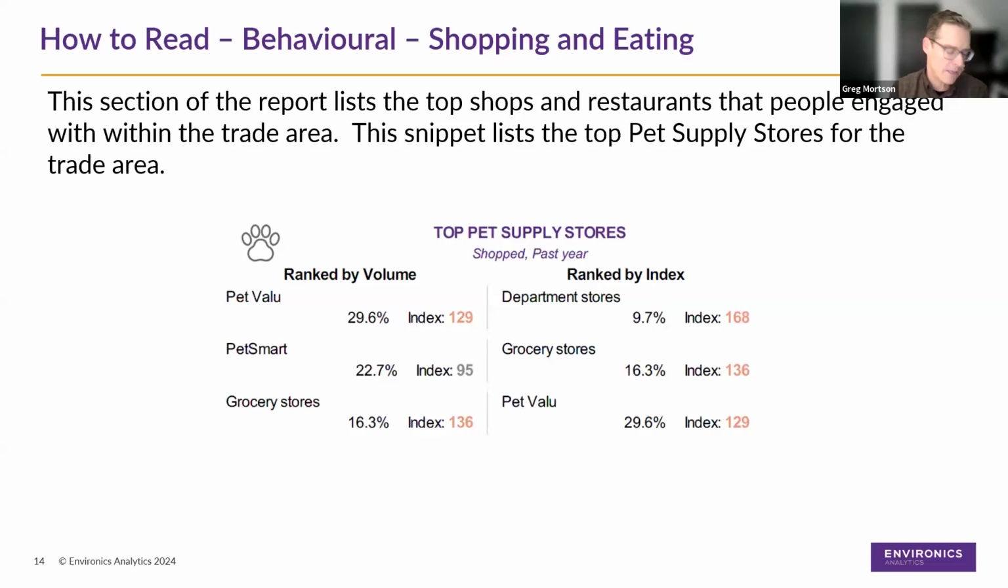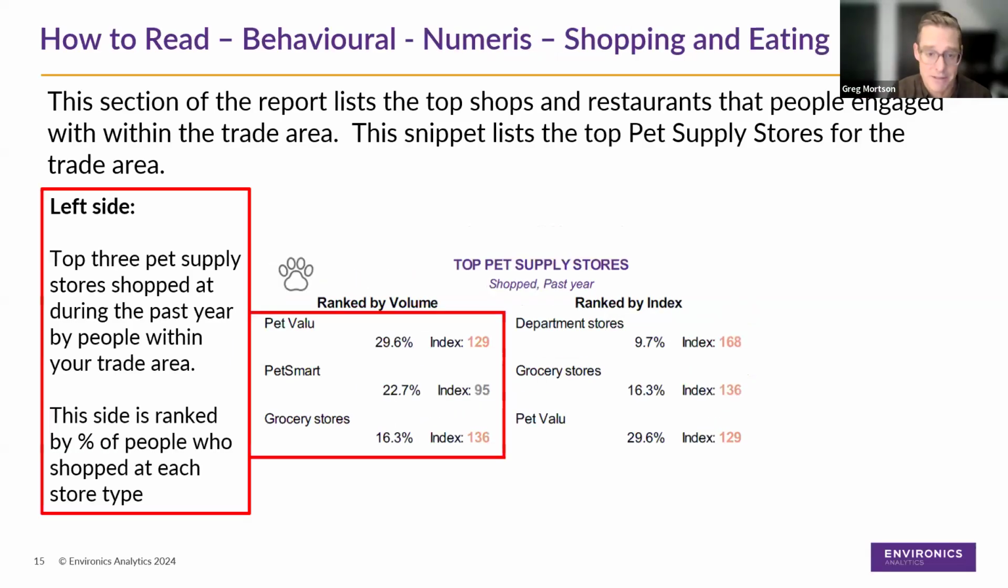So this starts to tap into some of the behavioral aspects of the people within your trade area. How do they behave when it comes to going to stores and consuming services? So in this case, we're looking at pet supply stores. So it's important to think about where people are going when you're offering some services, because sometimes you'll want to align around what these behaviors are. So if, for example, you're a dog walking service, how would this information help you?